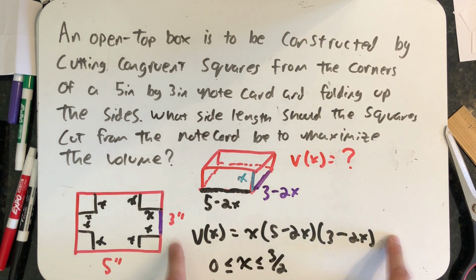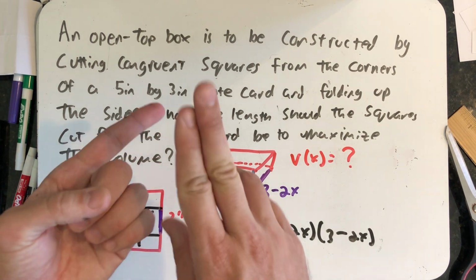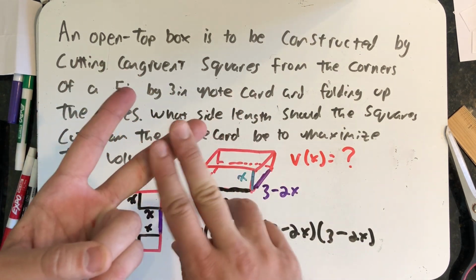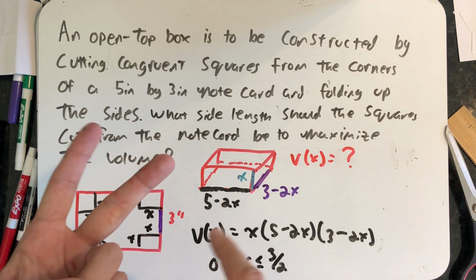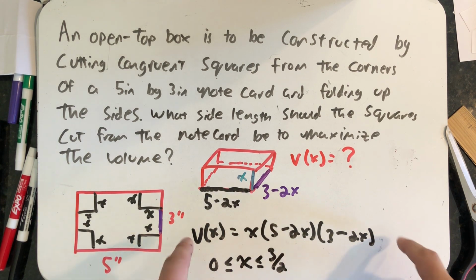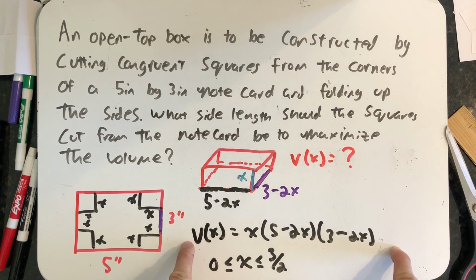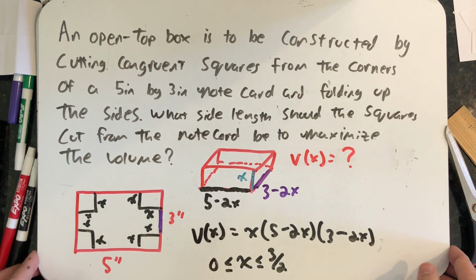So now I have a continuous function over a finite closed interval. I know a continuous function has to have both an absolute minimum and an absolute maximum on this interval, and that maximum has to occur at one of the endpoints or at a critical point. So what we need to do now is take a derivative of v and evaluate v at any critical points we find and at both endpoints.